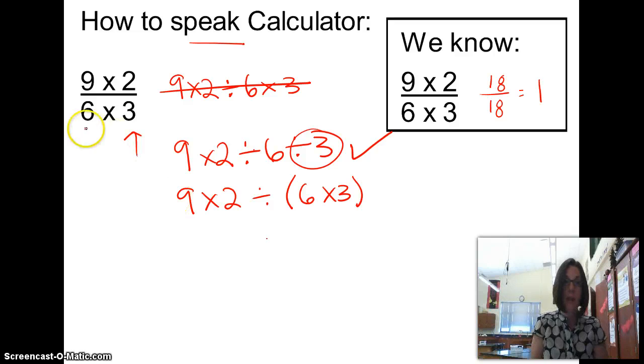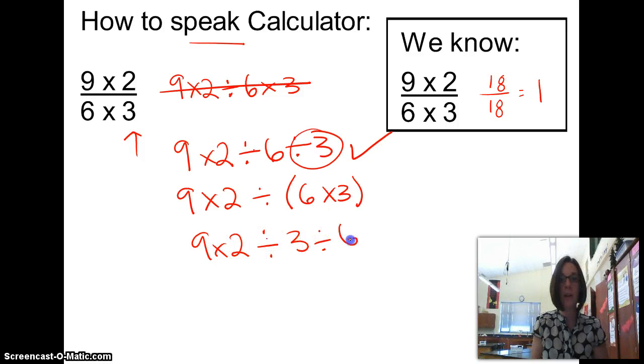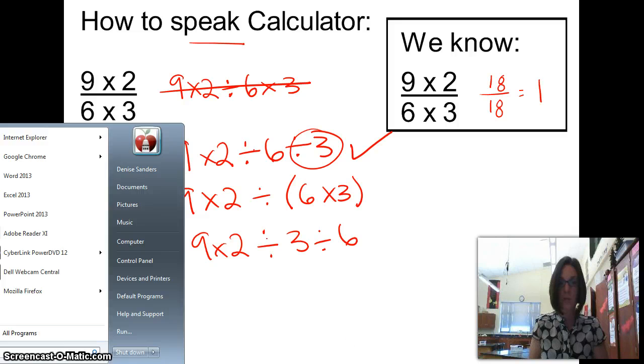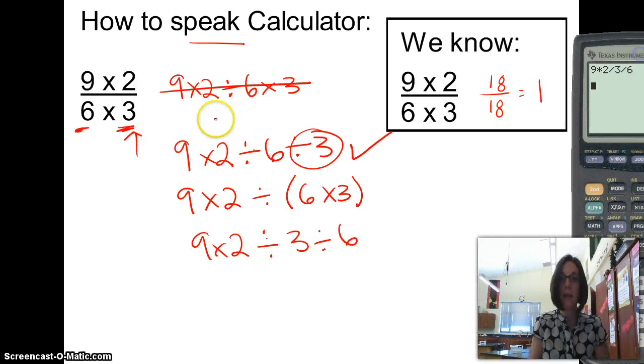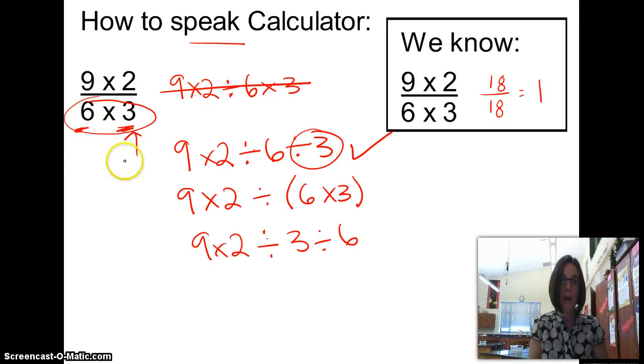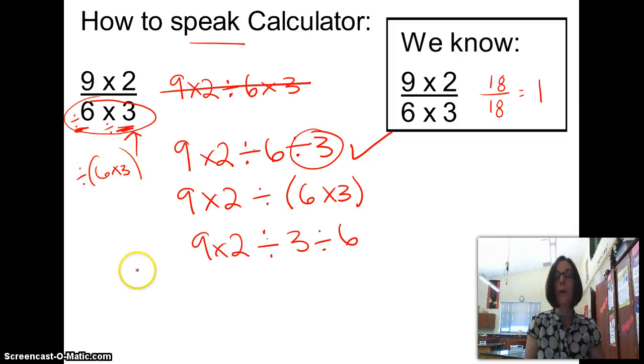Another way we could do this is, remember the previous step said that this was commutative, so we could do 9 times 2, maybe we want to divide that by 3 first, and then divide it by 6. It doesn't matter, as long as we say both of these numbers are in the denominator, that's going to work. So let's pull up our calculator, give that one a try. 9 times 2 divided by 3 divided by 6. We still get 1. So as long as we tell the calculator these numbers are in the denominator by either saying divided by and saying divided by, or by putting the whole thing in parentheses and saying we're going to divide by this whole thing, we are telling the calculator how to perform these operations correctly.